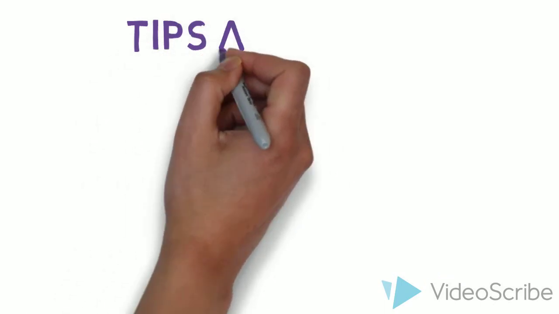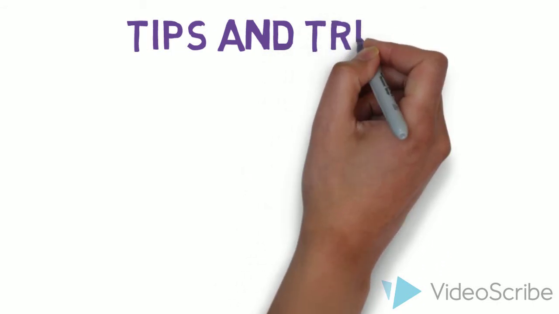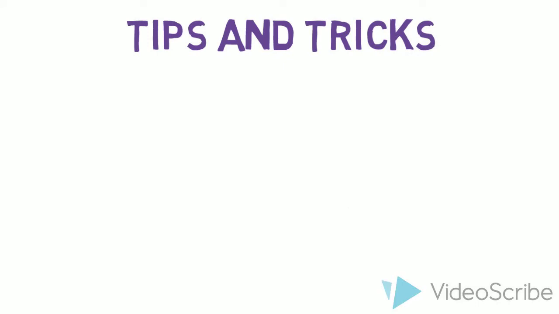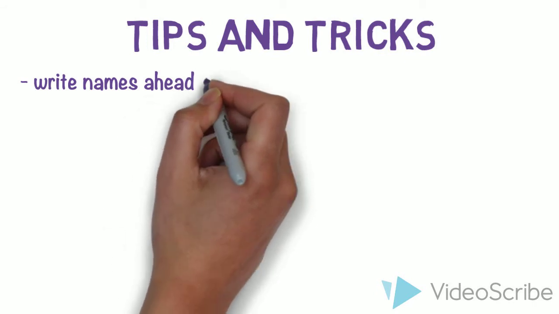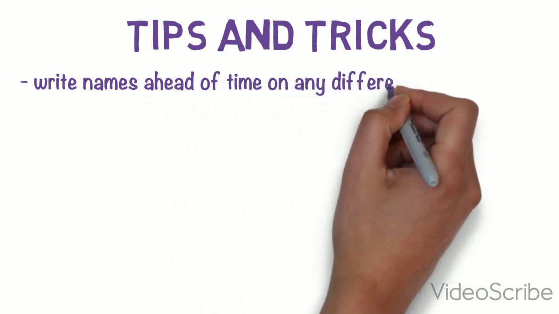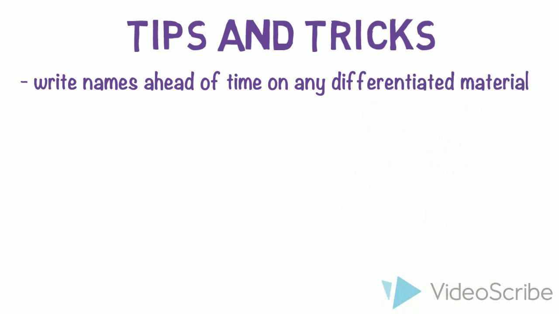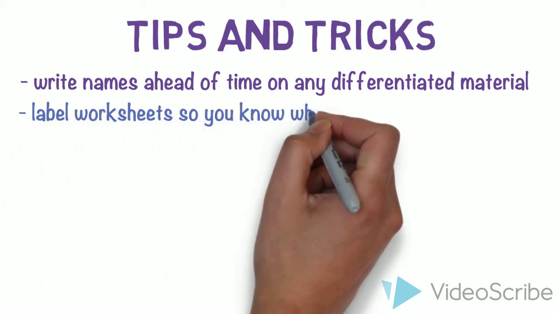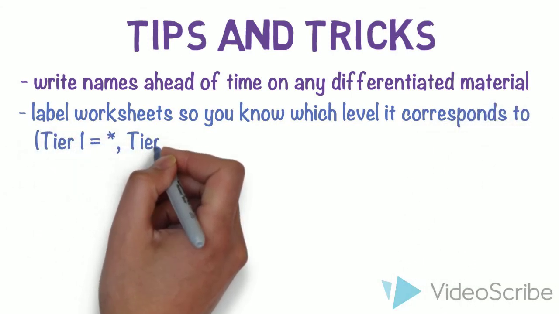Now that we have created our materials, here are a few things to keep in mind. When implementing a differentiated activity, one concern might be that students will notice they have a different worksheet than someone else and question why. To prevent this, I write my students' names on the sheets ahead of time so that I don't waste time figuring out who gets which worksheet. Label the worksheet so that only you know which level it corresponds with. I use asterisks as a simple way of keeping track of which assignment belongs to a specific tier.